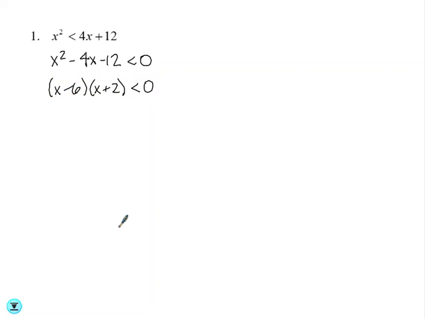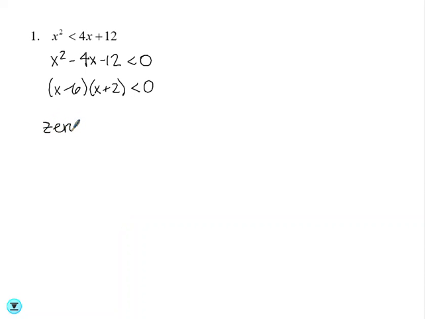Here's where equations and inequalities differ. If this were just an equation, I would say, all right, x minus 6 equals 0, x plus 2 equals 0, so x equals 6 and negative 2. I can't do that with inequalities. I can't just say, well, x minus 6 is less than 0, so x is less than 6. X plus 2 is less than 0, so x is less than negative 2. Doesn't work that way.